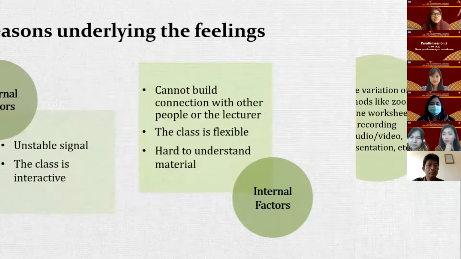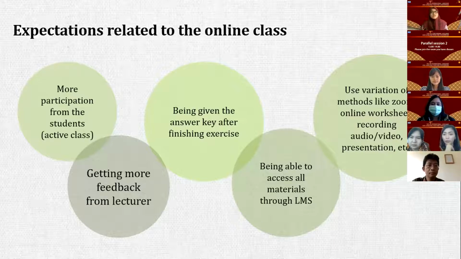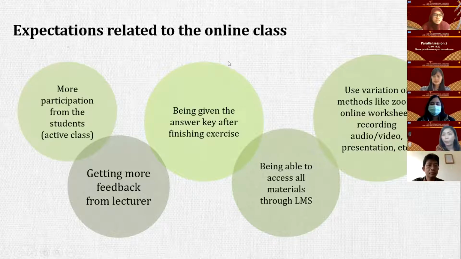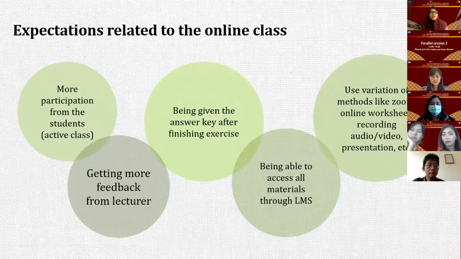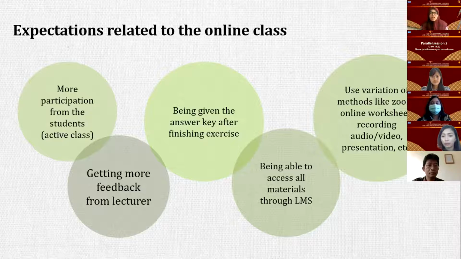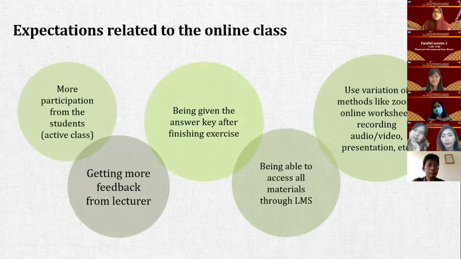And then the next thing is, we asked them about their expectation related to online classes, and some of the answers are stated here. They expect more participation from the students, for a more active class, like everyone participating actively in class, not just staying silent, turning off the camera and muting ourselves, those kinds of things. And then maybe being given the answer key after finishing exercises, like when they are doing exercises, they want to check whether they are right or wrong, and knowing why they are wrong and all those things.